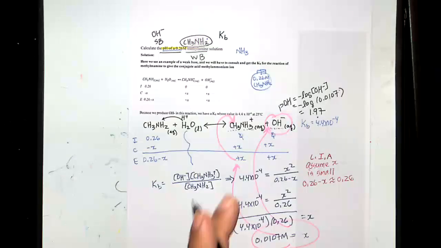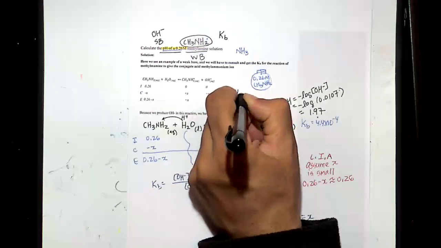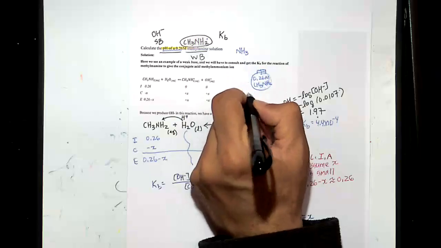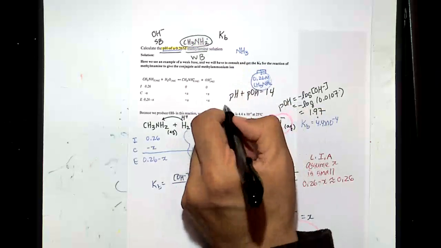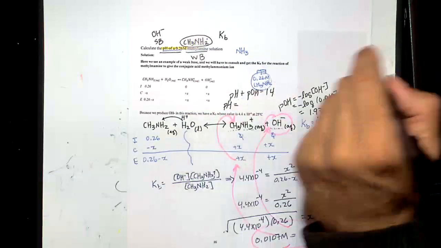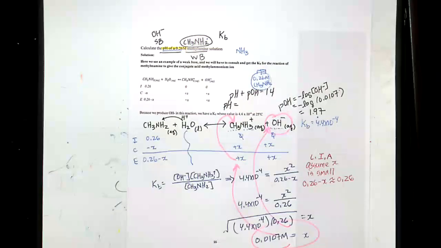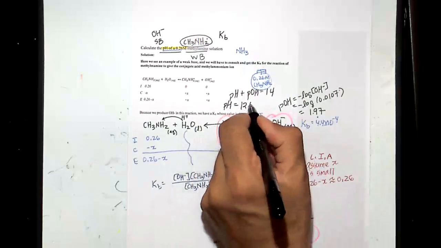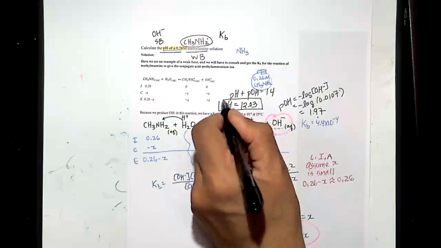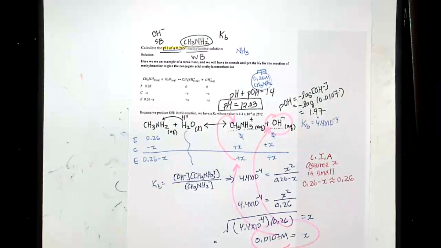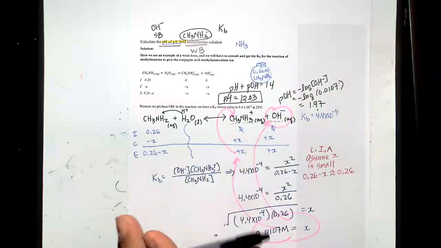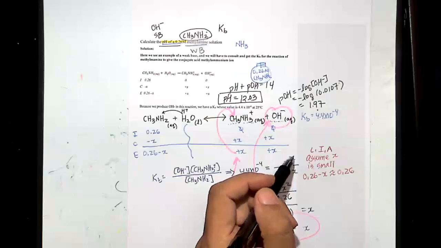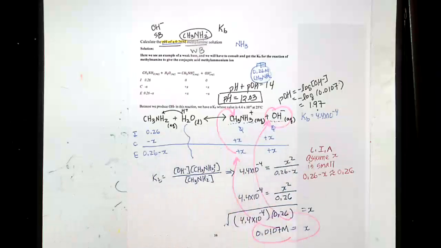pH plus POH is equal to what? 14. Power of acid in the form of H plus, power of OH in the form of base, OH minus, is equal to 14. So what's 14 minus 1.97? 12.03. And this is the answer. Right, so this is the flow chart, the pipeline of how you want to do these types of problems. All right, and we assume it's less than 5% ionization, so you don't have to do quadratic.